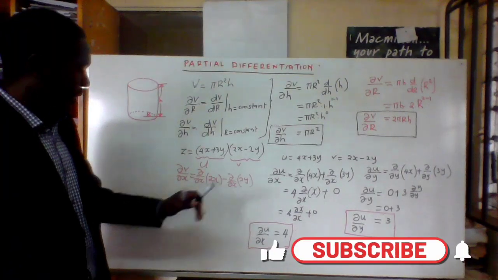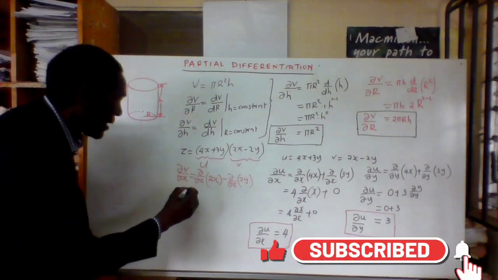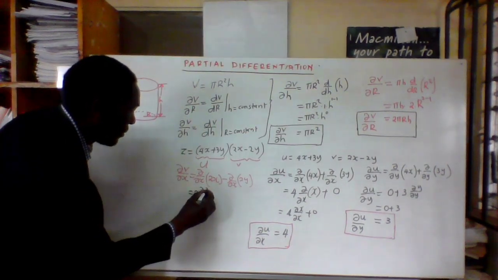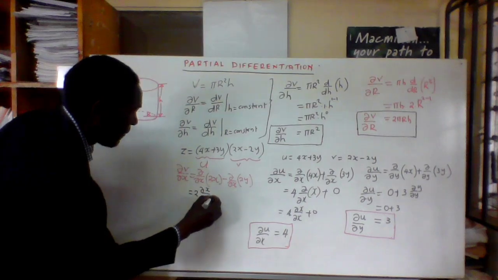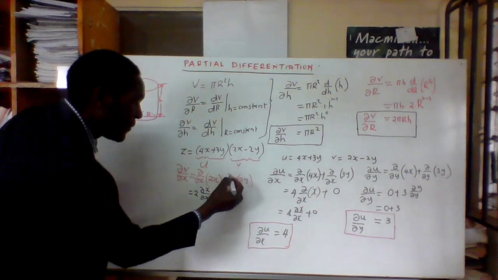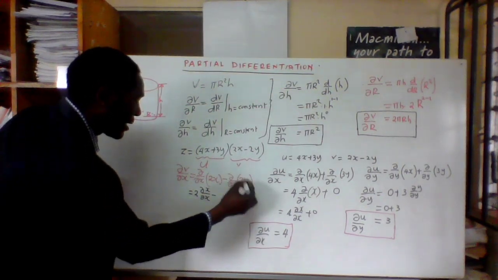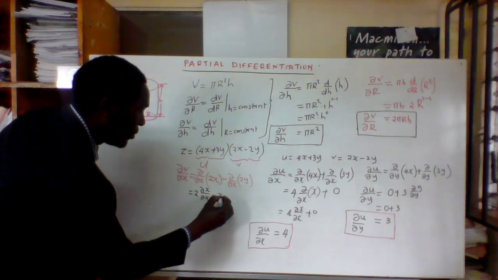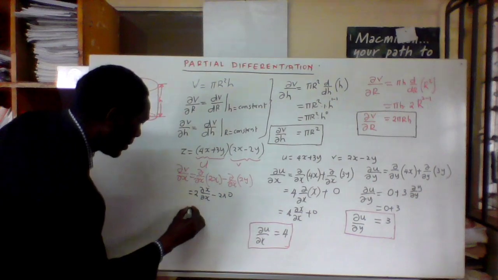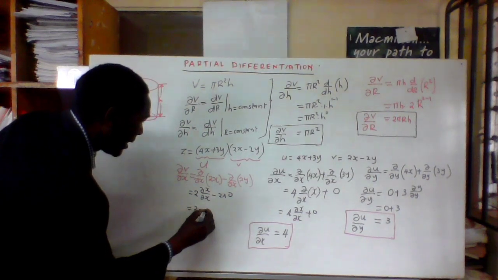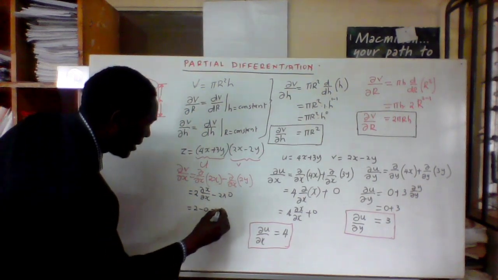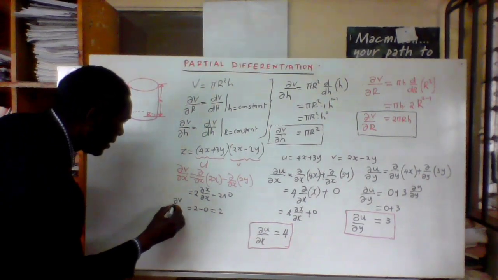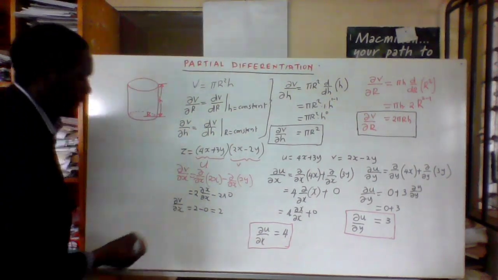Because 2 is a constant, we can take it outside. Then we have 2 times the partial derivative with respect to x of x. We subtract. If we are treating y as a constant here, then the whole of this expression will be 2 times 0, which gives us 2 minus 0, which is actually equal to 2, and that is the partial derivative of v with respect to x.